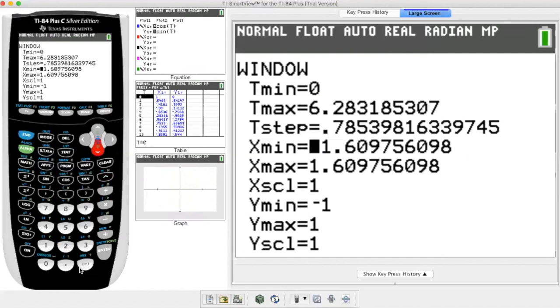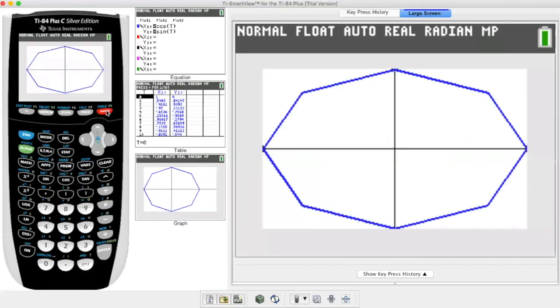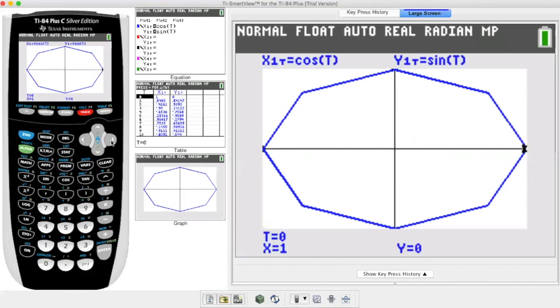And then the x min should be -1. X max would be 1. Again, for the unit circle, that's all it encompasses. Boom. Now, if we hit Graph, what in the heck? I wanted a circle. This is an octagon. Well, the reason for this is I only told it, if I hit Trace, I only told it to do π/4 or 45-degree steps. So there's only going to be that many data points.